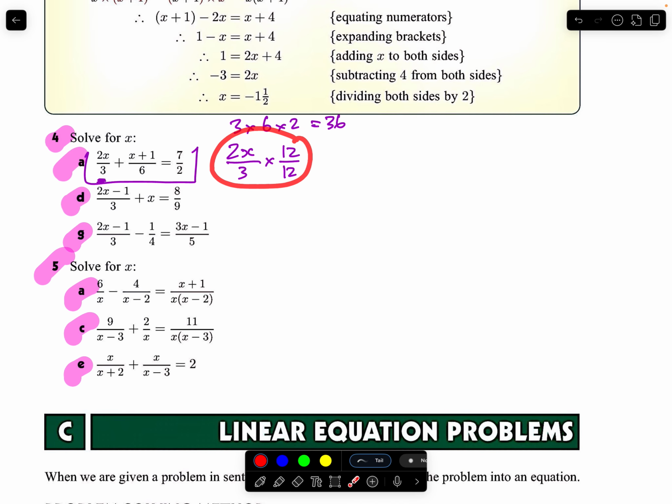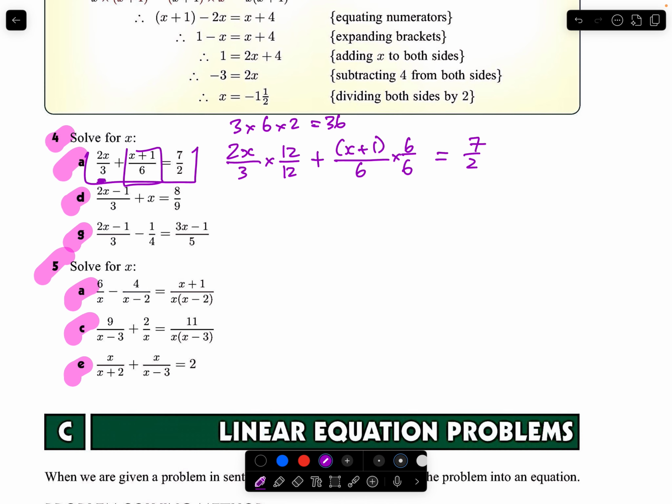So let's move on to the next term here, which is, plus, let's group up the x plus 1 over 6. What do I need to times 6 by to make it 36? I need to times it by 6. Equals 7 on 2. What do I need to times 2 by to make it 36? I need to times it by 18 on 18.